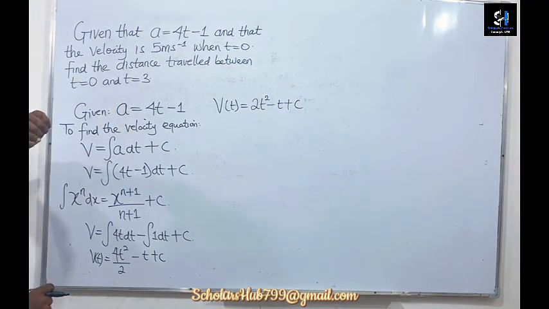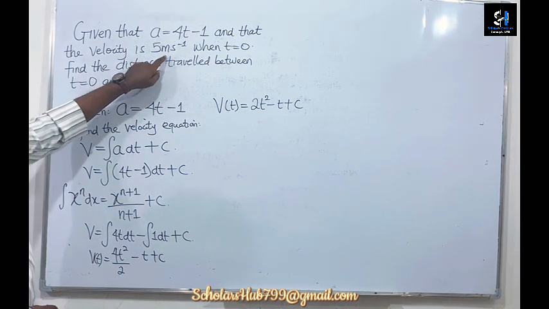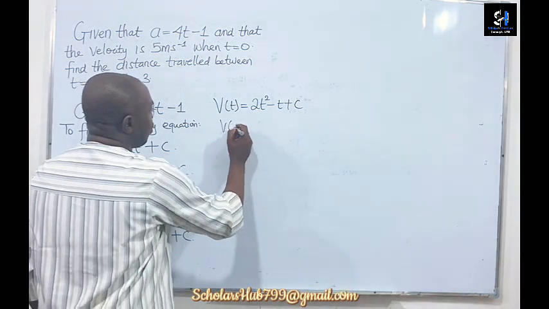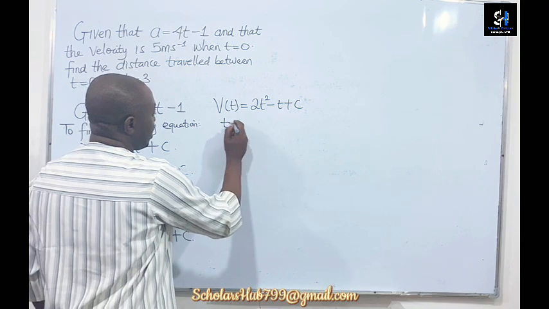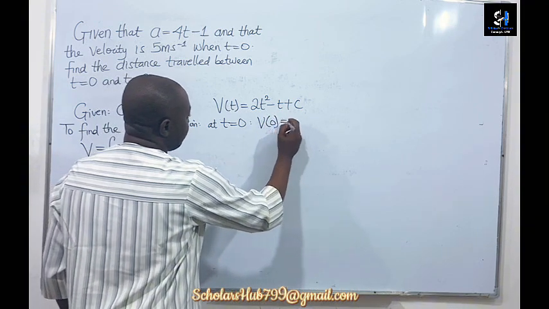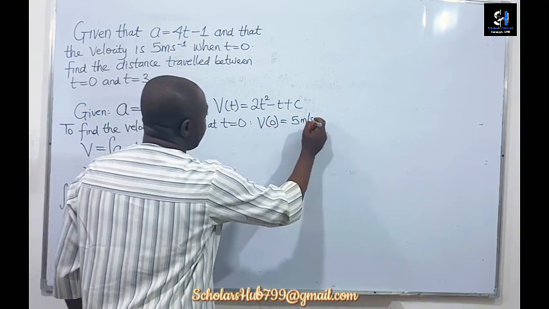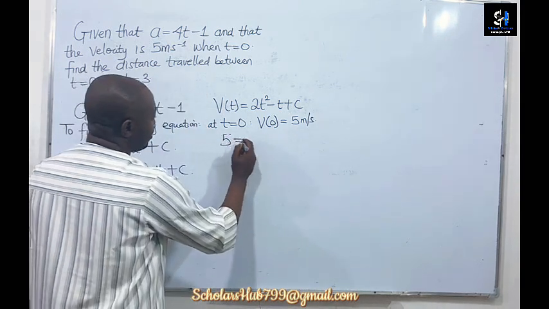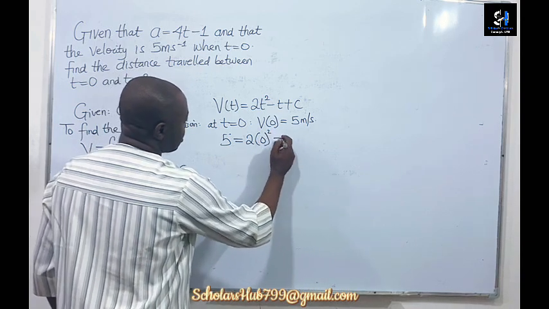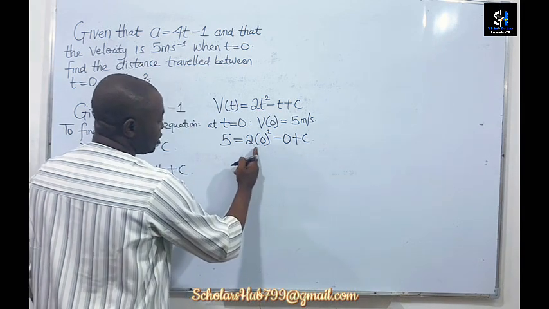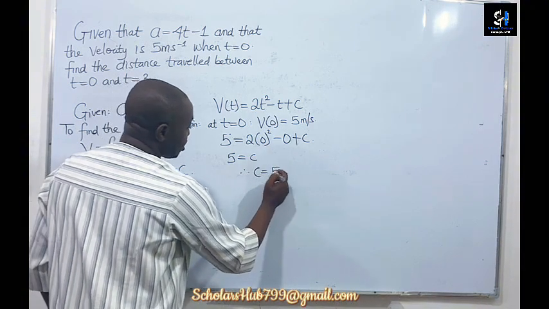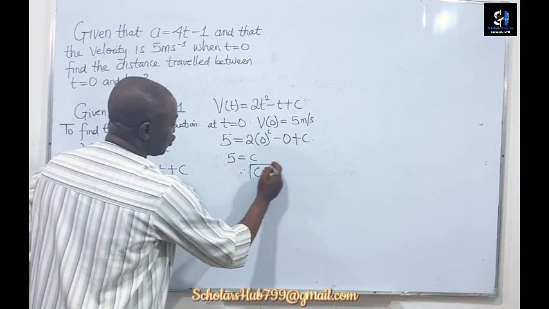Now, let's go back to the question. Velocity is 5 meters per second when time is equal to 0. So at t equals 0, v of 0 will be equal to 5 meters per second. So this will be 5 equals 2 multiplied by 0 squared, then minus 0 plus c. So this will be 0, then minus 0. So 5 equals c. Therefore, the constant of integration is equal to 5.